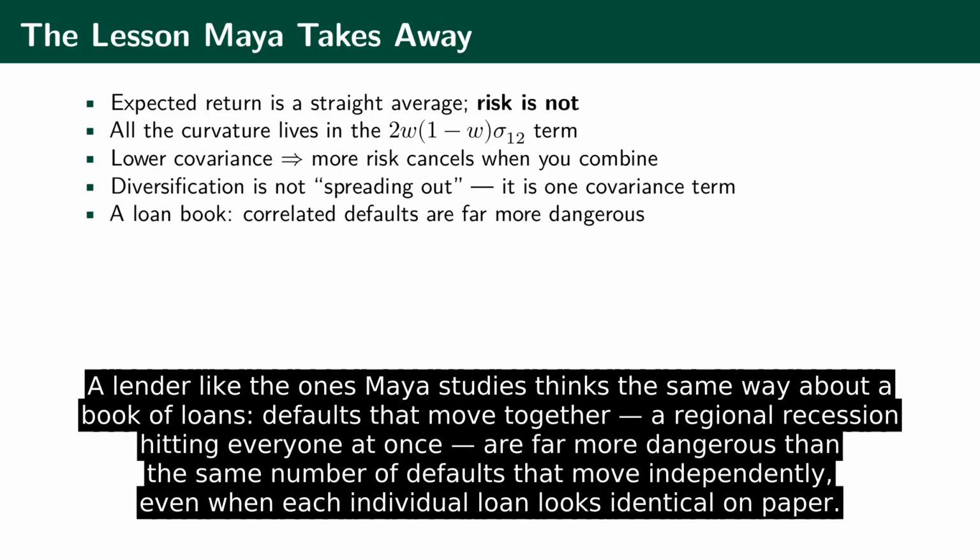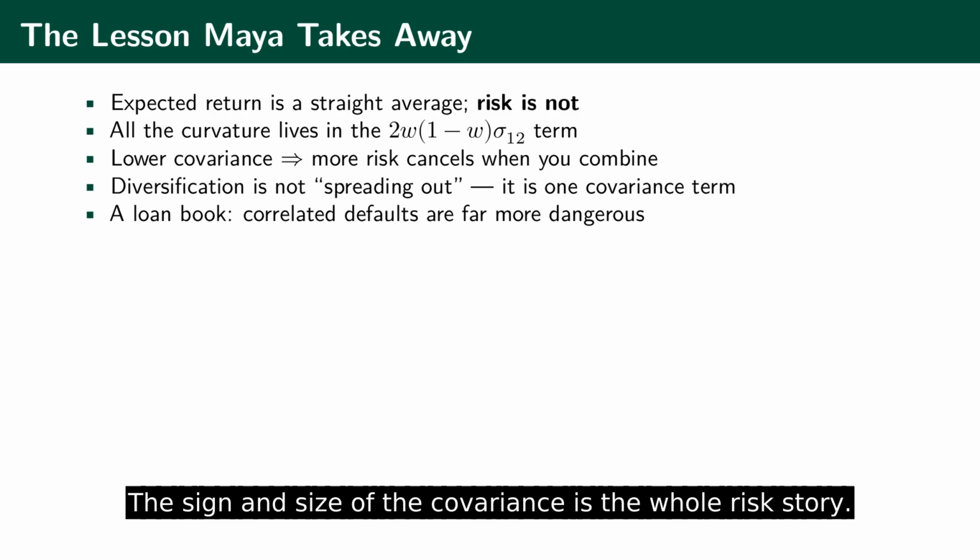A lender like the ones Maya studies thinks the same way about a book of loans. Defaults that move together, a regional recession hitting everyone at once, are far more dangerous than the same number of defaults that move independently, even when each individual loan looks identical on paper. The sign and size of the covariance is the whole risk story.